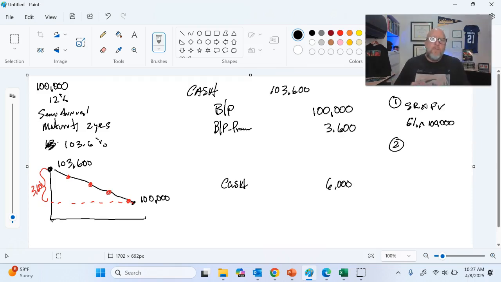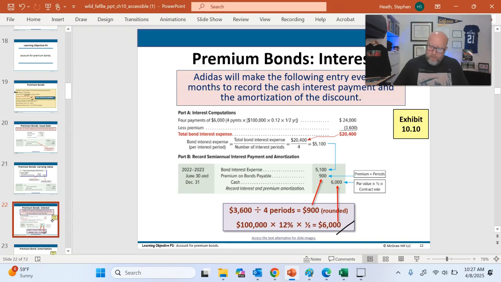It's going to be the same thing we do with the discount, but opposite. So we will take the total premium divided by total periods. The total premium was 3,600. And the total periods, since it's a 2-year maturity date and we're paying semi-annual, is 4 periods. And 3,600 divided by 4 is 900.